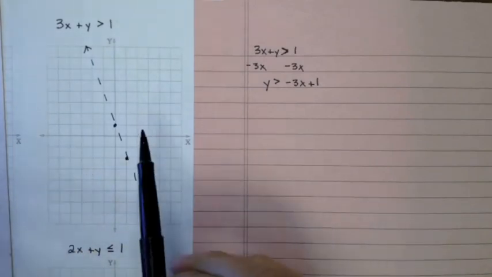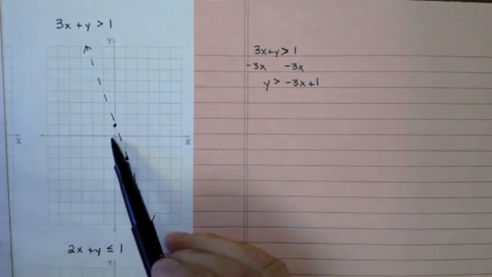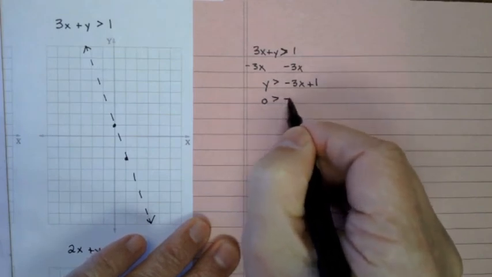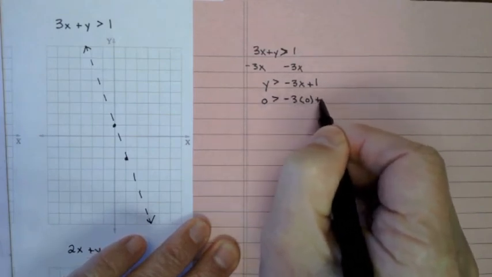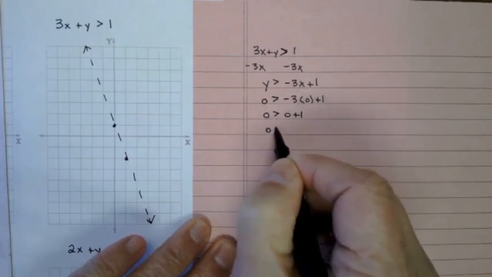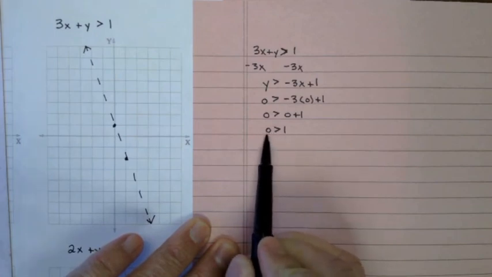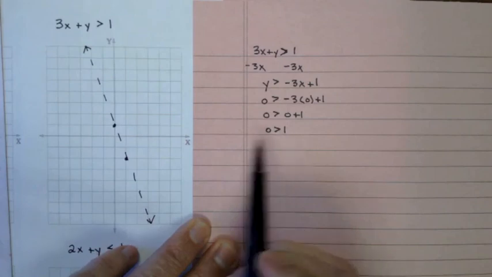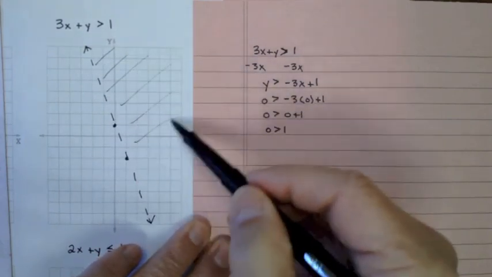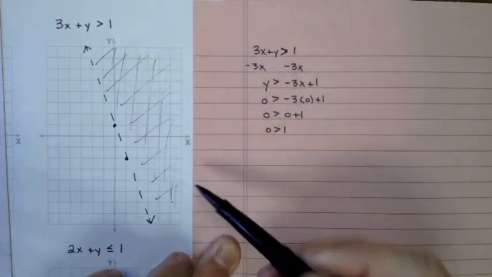Now I need a test point to see which side I'm going to shade. 0, 0 is always a good test point. I'm going to plug it into this formula right here. -3 times 0 is 0. 0 plus 1 is 1. 0 is greater than 1. Is 0 greater than 1? No. Do not shade on this side. Shade on the opposite side of that. All my answers are over here on this side.